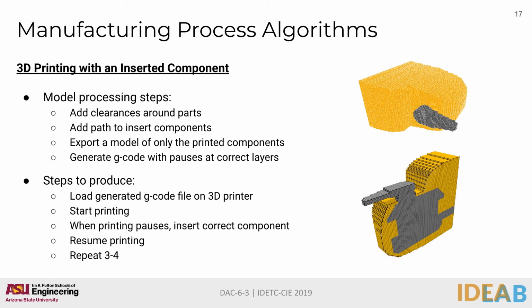To produce this model, this G-code would be loaded onto a 3D printer, the printing would be started, and when it automatically pauses, the part would be inserted, the printing would then be resumed, printing over the part and sealing it in. This would be repeated as many times as needed if there are multiple embedded components.